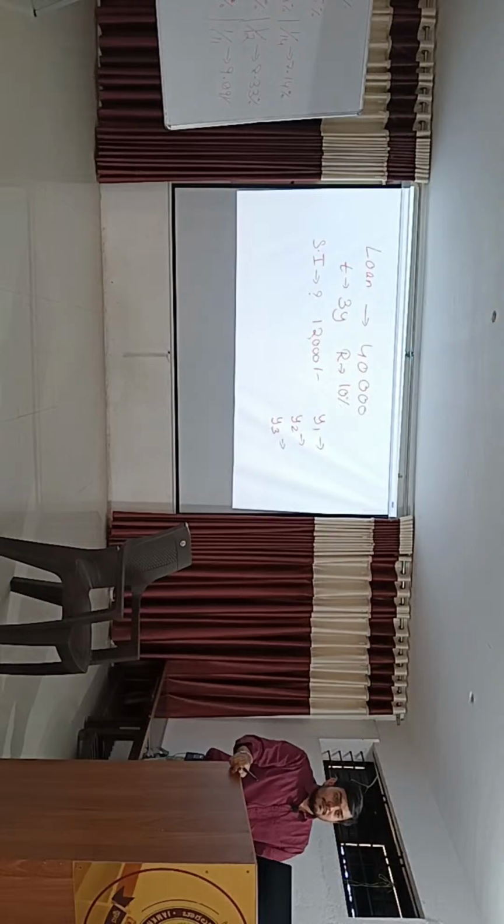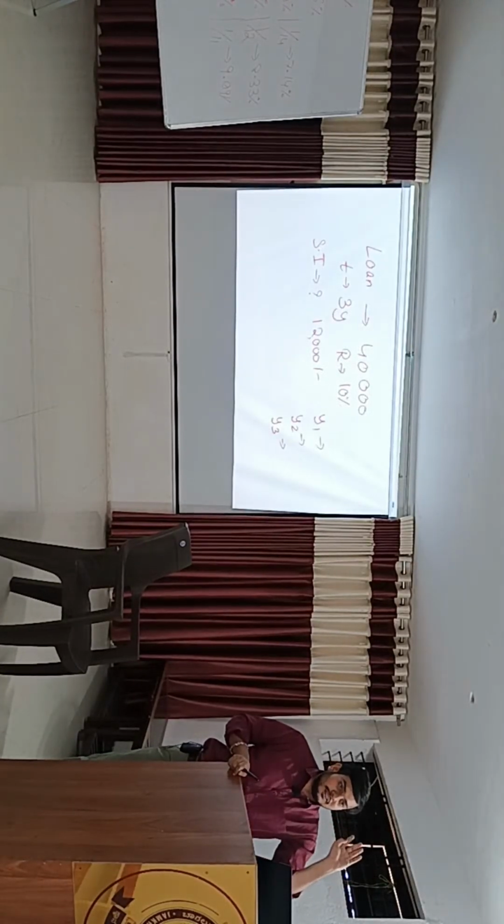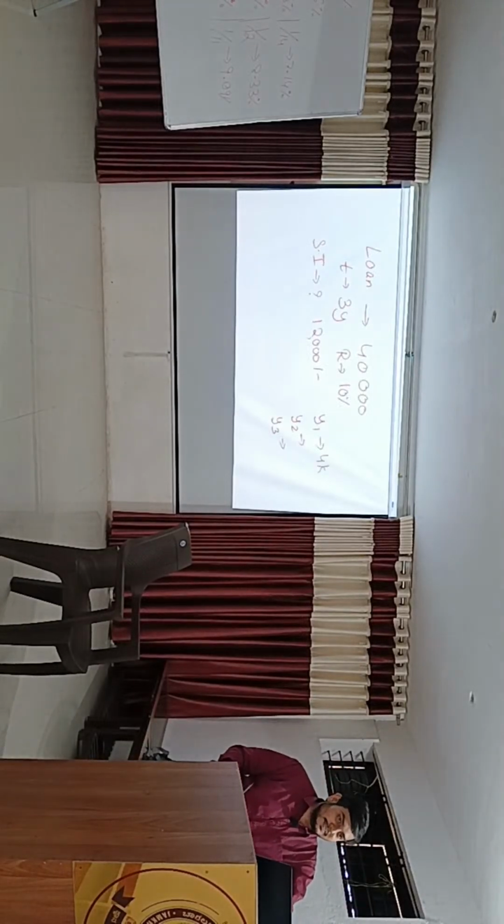Per year is for 3 years. In 3 years you will give 12,000. So 4,000 for the first year, okay? Second year, 4,000. Third year, 4,000.